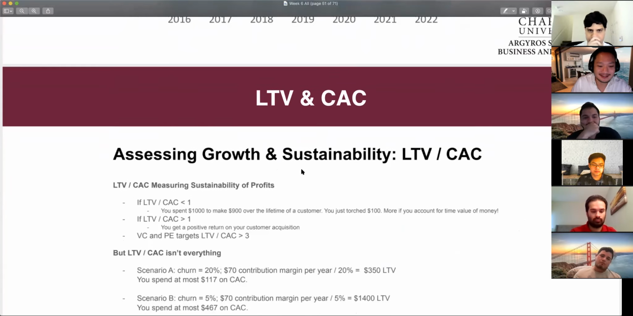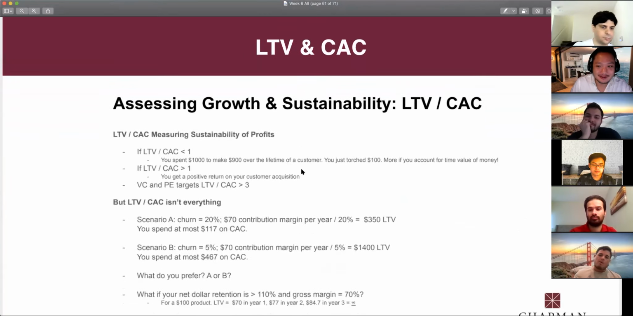So let's look at some of these numbers here. LTV to CAC numbers less than 1: you spend $1,000 to make $900 over the lifetime of a customer. Does this sound like a good deal? Spending $1,000 to make $900.